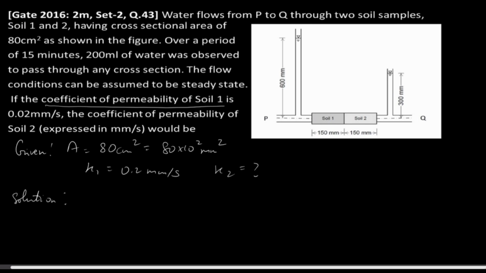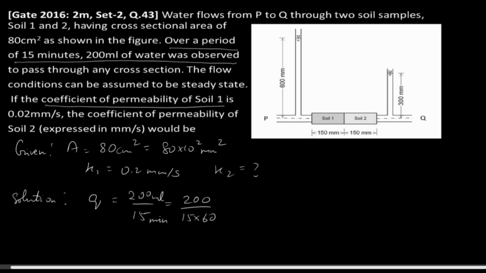If you see the question, they have given the flow rate of the soil indirectly, that is over a period of 15 minutes 200 ml of water was absorbed, means discharge rate Q is equal to 200 divided by 15, which is the seepage discharge. 15 minutes, so we have to take it as seconds, so 200 by 15 into 60.